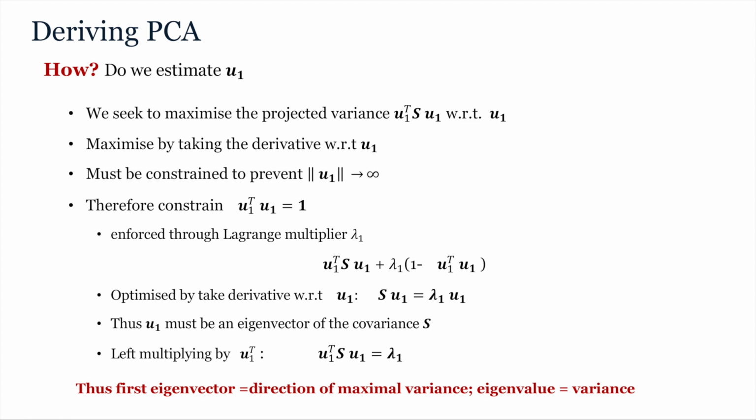Then, to estimate U1, we seek to maximize the projected variance with respect to U1. This can be achieved by taking the derivative of this operation with respect to U1, while simultaneously setting constraints to prevent the magnitude of U blowing up. Specifically, we constrain U to have unit magnitude. You may have learned through your lectures on support vector machines or through previous classes that constrained optimization can be achieved through the method of Lagrangian multipliers. So this just means that we add in the constraint term here, regularized by the parameter lambda1. This bit in brackets here just summarizes the term that should be constrained as close to 0 as possible.